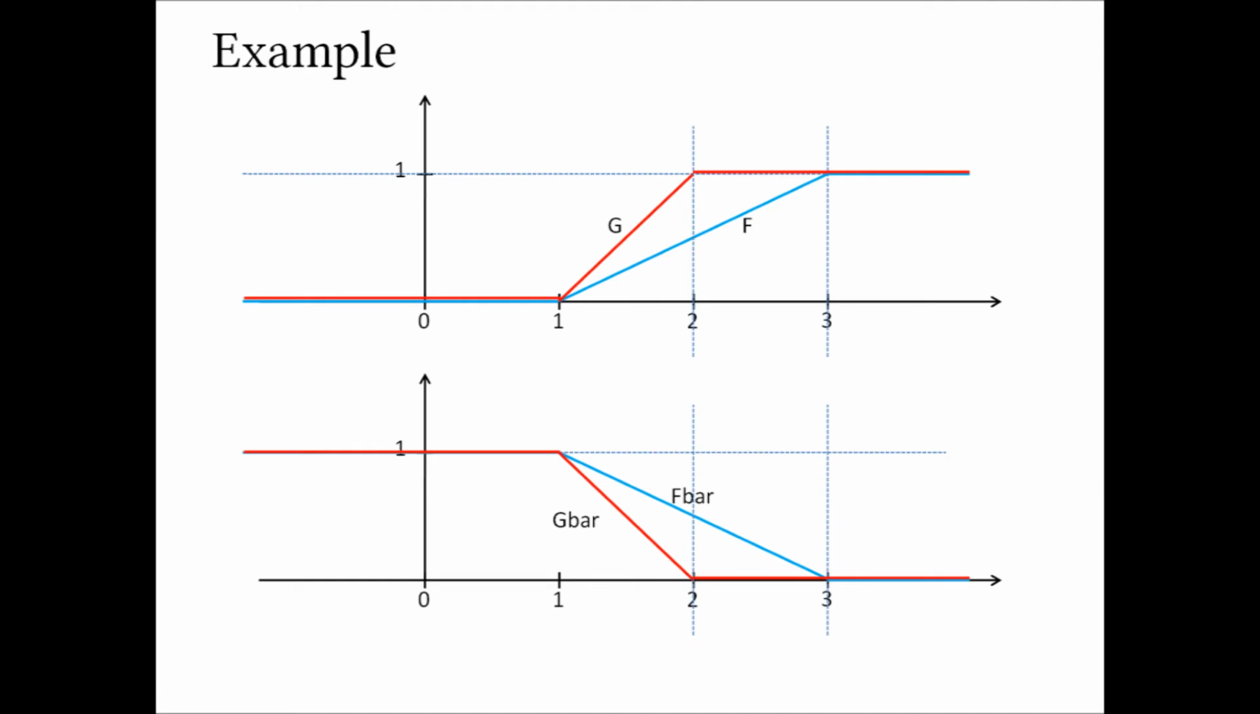And the same thing can be seen in this graph. The upper graph is the graph of cumulative distribution functions, whereas the lower one is the graph of inverse CDFs. And as seen in the lower one, the inverse CDF of random variable x, which is f bar, the blue one, is always greater than or equal to the inverse CDF of y, which is the red one, g bar.